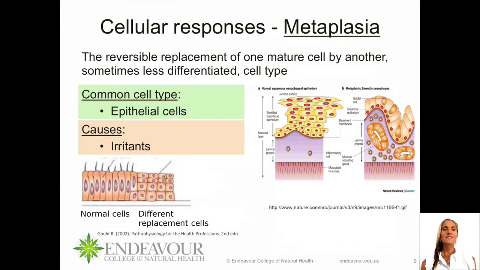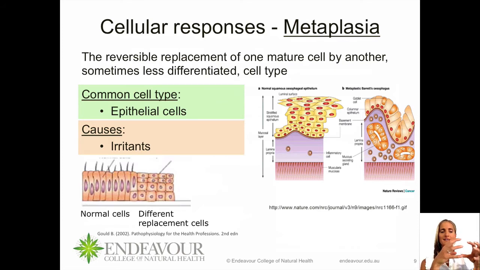Metaplasia. This is the reversible replacement of one mature cell by another, sometimes a less differentiated cell type. The best example I can think of is Barrett's esophagus, which is often seen in clinic. Patients come in with frequent acid reflux, and the normal cells in the esophagus, the pseudostratified ciliated epithelium, end up eventually being replaced by columnar epithelium with goblet cells. This is similar to the cells in the intestine, and it is one of the causal factors in Barrett's esophagus.